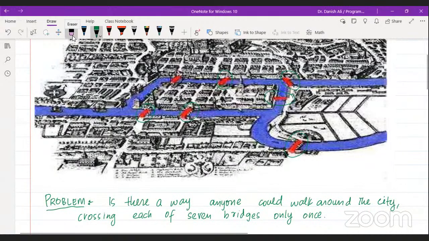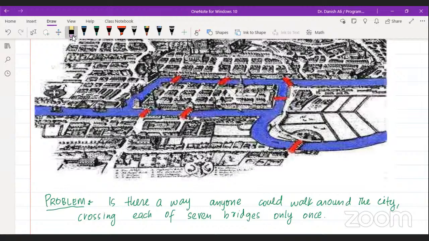Okay. So do you understand the problem? The problem is, can anybody walk through all parts of the city using the bridges, and go over each bridge exactly once? And this is the problem.